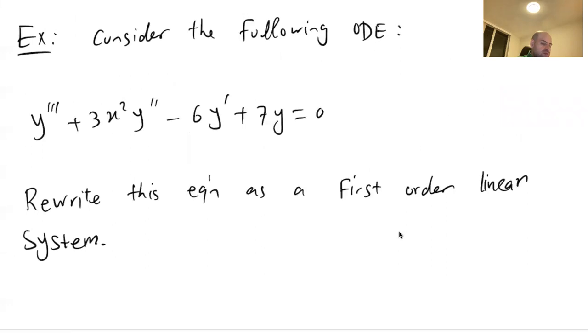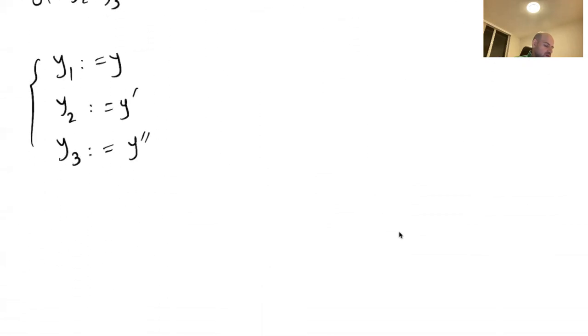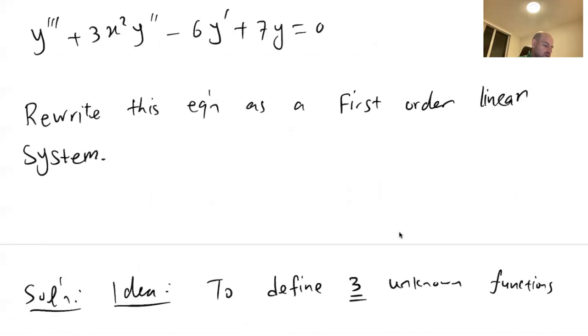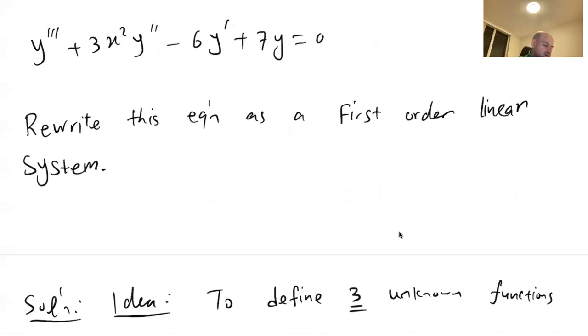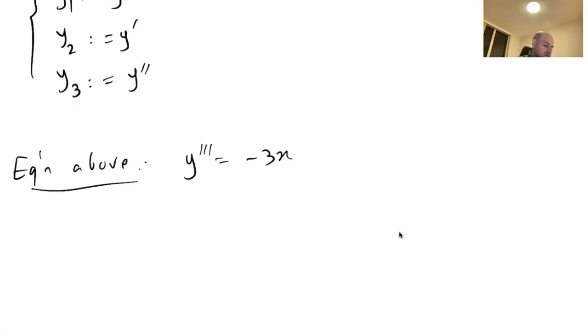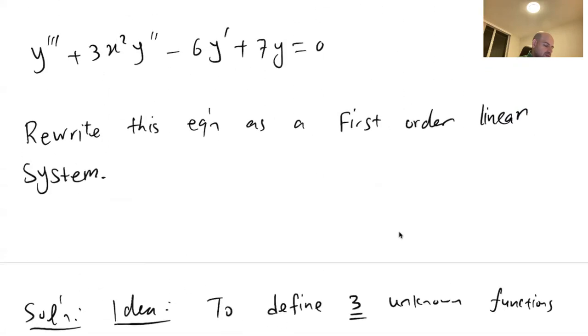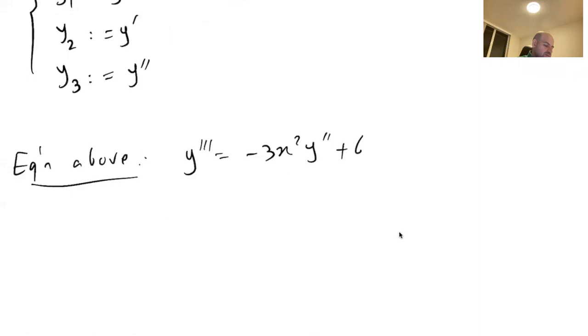Then when I look at this equation, how can I rewrite it? Because here the equation is about y third derivative. So let me write this equation one more time. The equation above says that y third derivative is equal to, if I take the other terms to the other side, minus 3x squared y double prime plus 6y prime minus 7y.